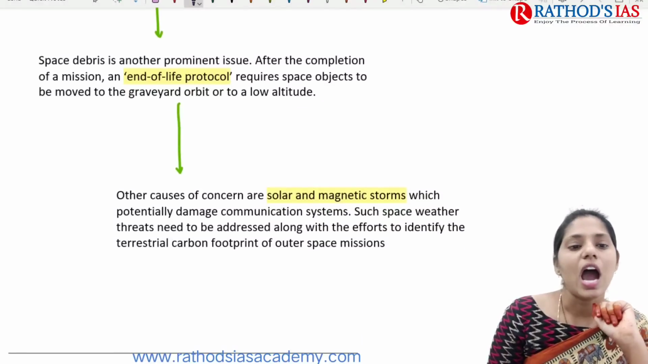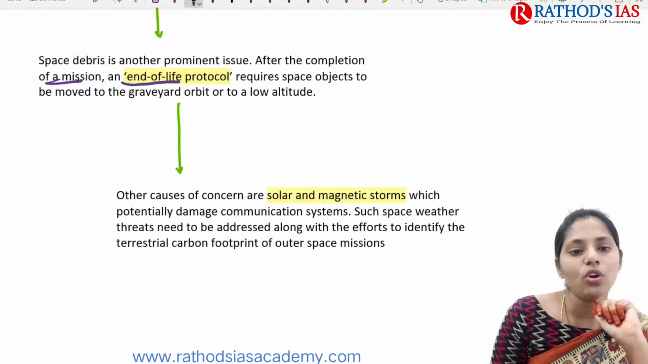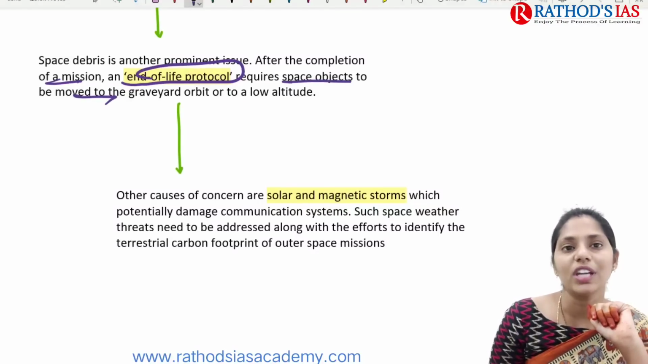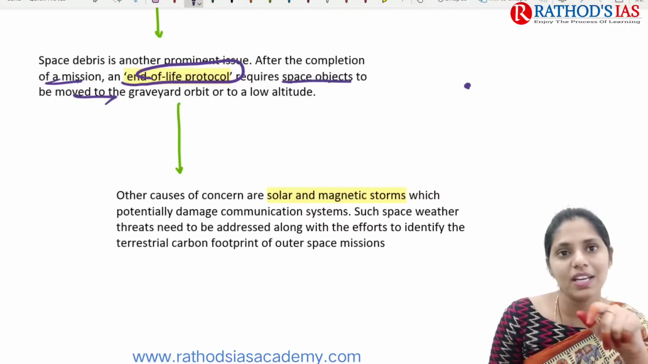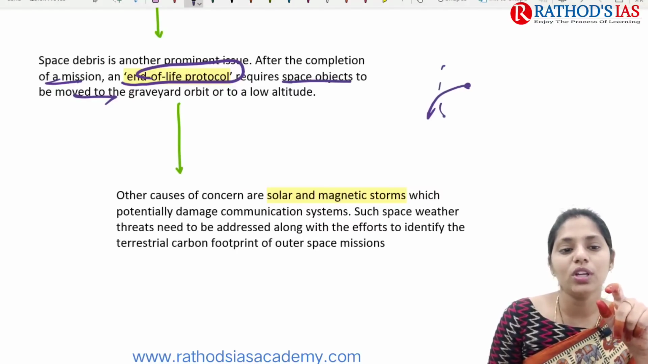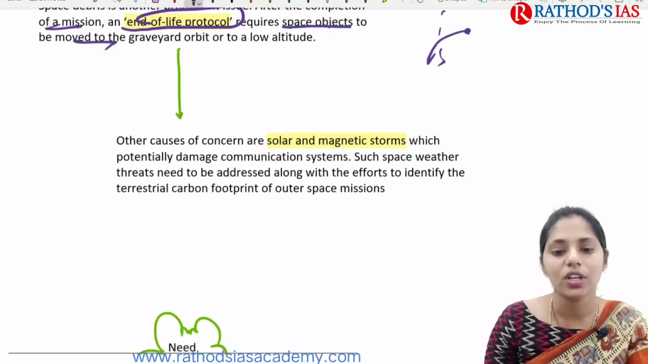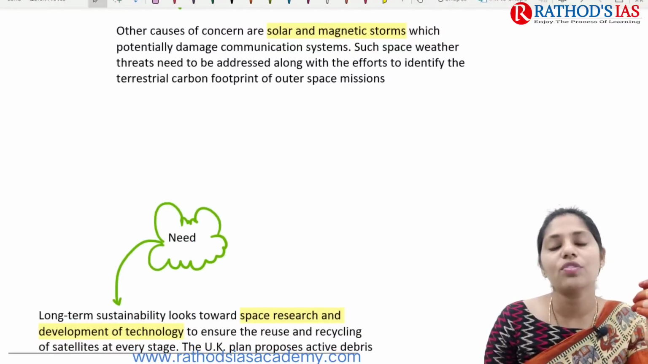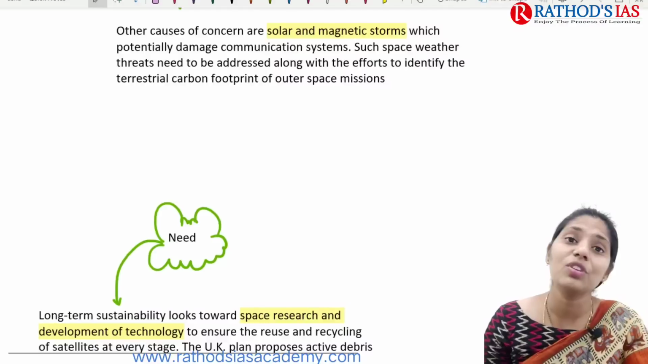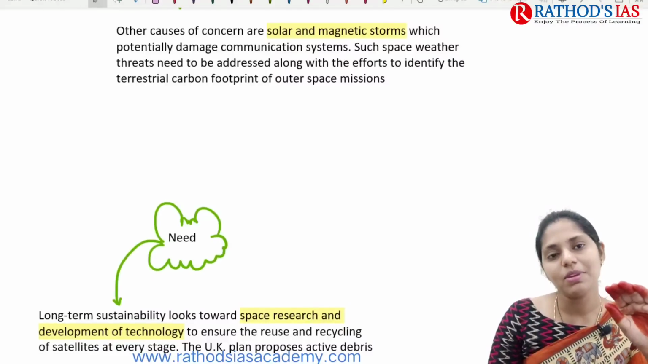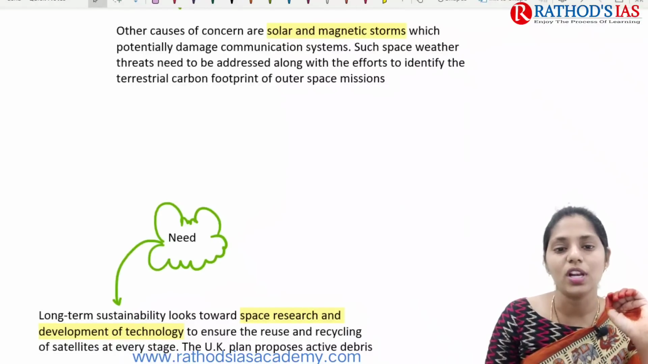And next, after completion of the mission, an end of life protocol requires the space objects to be moved to a graveyard. So once the life of that satellite ends, it needs to be moved to the graveyard orbit, or we can move it to a low altitude. Another cause of concern is that from the sun we get solar flares and magnetic storms, which will have some effect on the communication systems as well.